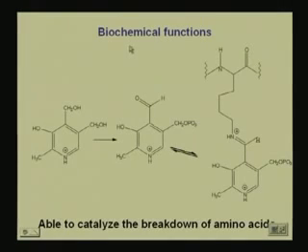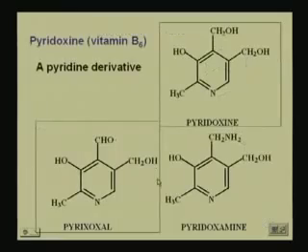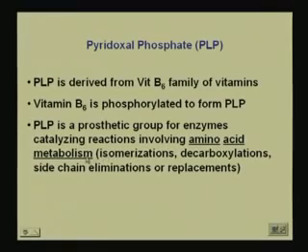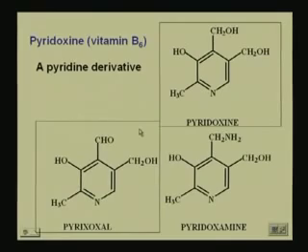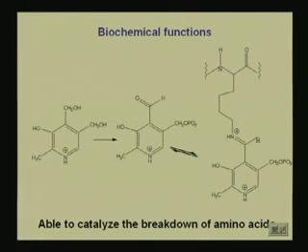Now, the biochemical functions of this: we will not go into the details of how it actually does this, but as I mentioned in a previous slide, it is involved in amino acid metabolism, isomerizations, decarboxylations. So, the role of pyridoxal phosphate is mainly to do with amino acids. Any reaction that would involve amino acid metabolism, isomerization or breakdown of amino acid would require this PLP, pyridoxal phosphate. So, this is the pyridoxal which you recognize here.